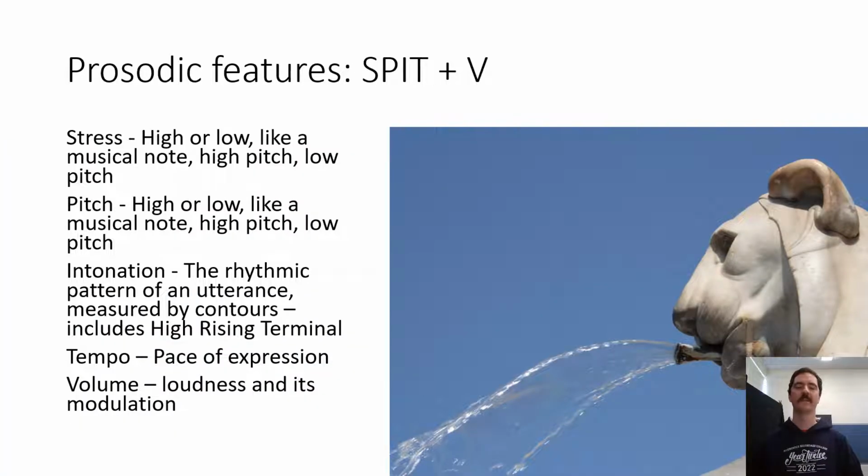Okay, prosodic features. These are all pretty straightforward. Stress is where you put the emphasis. When you say something really important, you might underline it with a little bit of stress, a little bit of strain, a little bit of high, low pitch. Pitch, how high, how low.